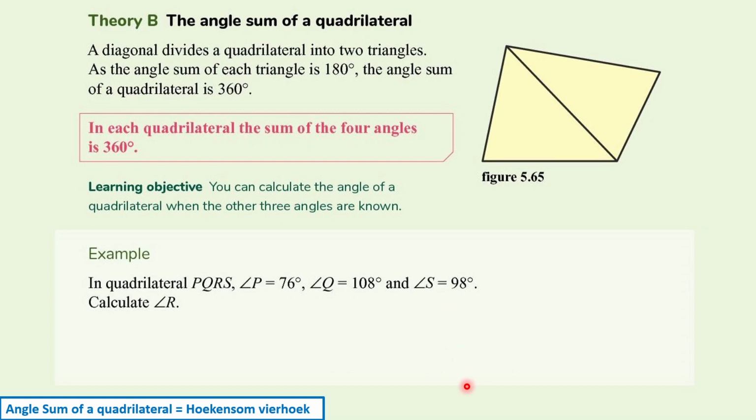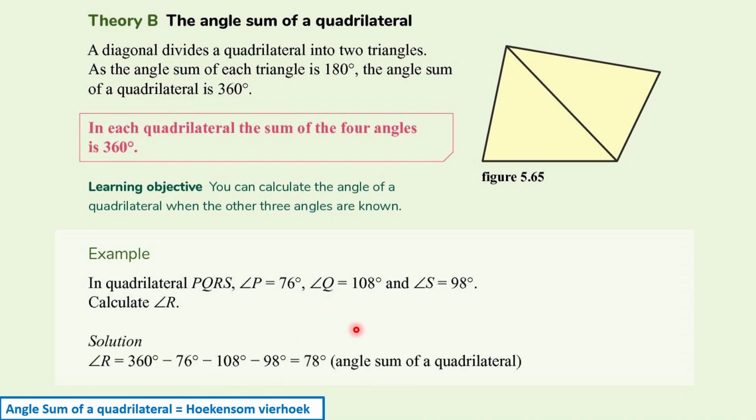What I want you to write down is the same method that we used for using the angle sum of a triangle. De hoekensom driehoek of de hoekensom vierhoek worden op dezelfde manier genoteerd. You write down angle R is the total 360 degrees minus the other three angles. And maybe this may be a bit more difficult because of bigger numbers, but if you do your arithmetic carefully, you will find that this gives me 78 degrees. Again, don't forget to mark the rule.